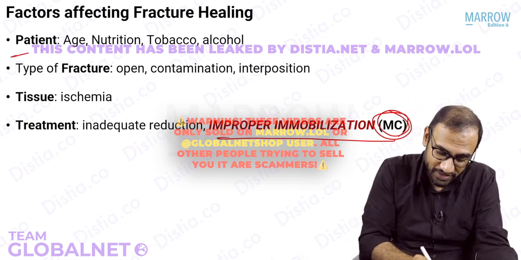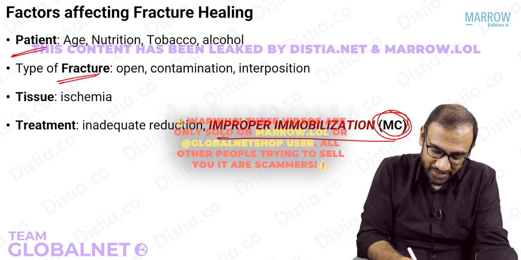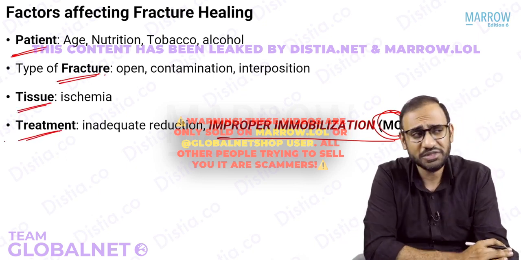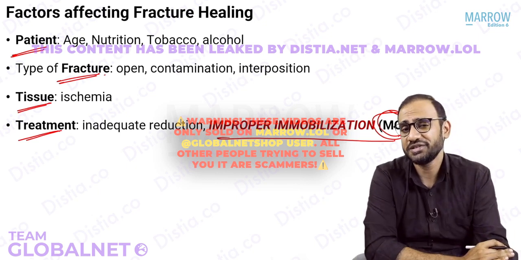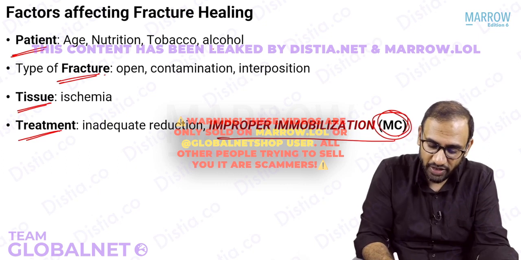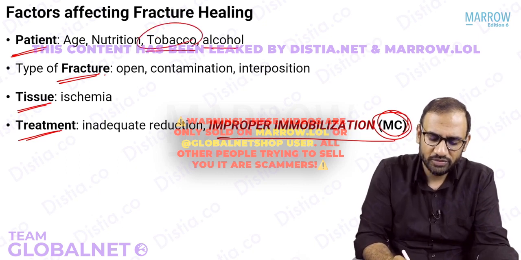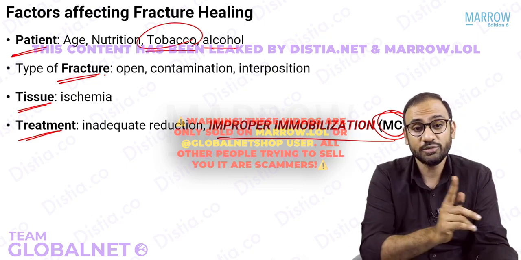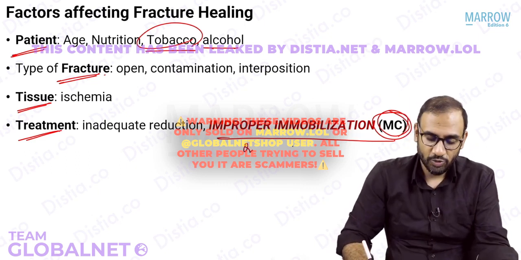What are the other causes? There can be patient causes, there can be fracture causes, there can be tissue causes or treatment causes. Patient causes means age, extremes of age, elderly patient, poor health, alcoholic, tobacco, smoker. Smoking is a very common cause of non-union. Please remember that. But the most common is improper immobilization.